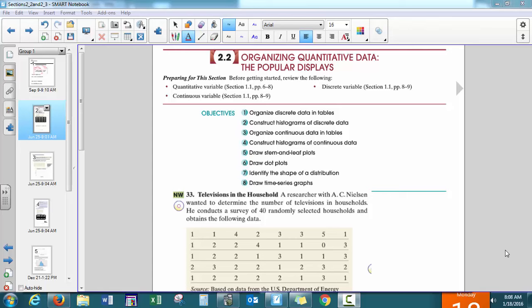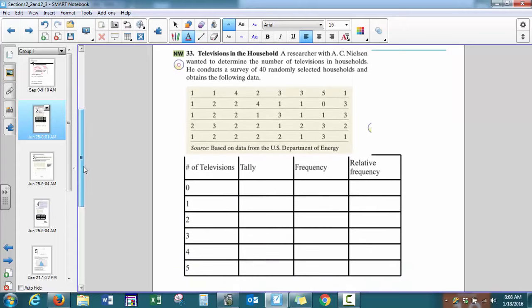So in section 2.2, we're organizing quantitative data using popular displays, and these are the different types of displays we're going to have: distributions and some graphs. So in problem 33 from your textbook, we're looking at the number of televisions in a household, and the first thing we want to do is to create a frequency and a relative frequency distribution. So these are just tables describing the type of information that we have. So here we have 40 different households, and these numbers represent the number of televisions in each household.